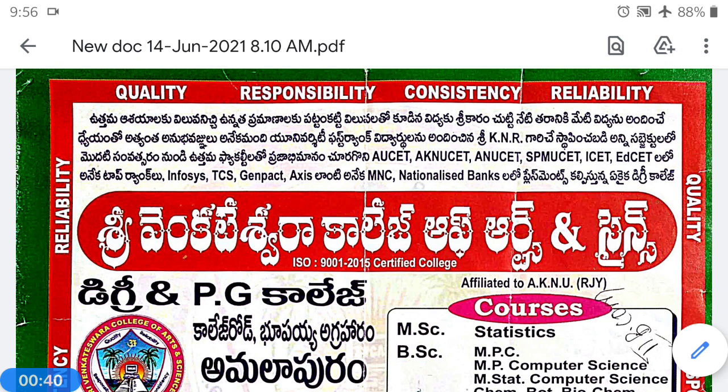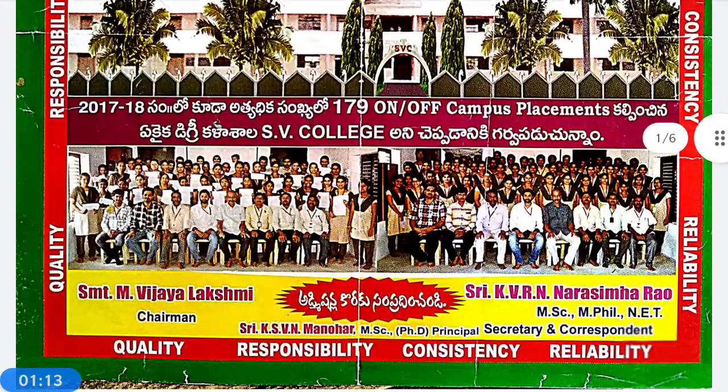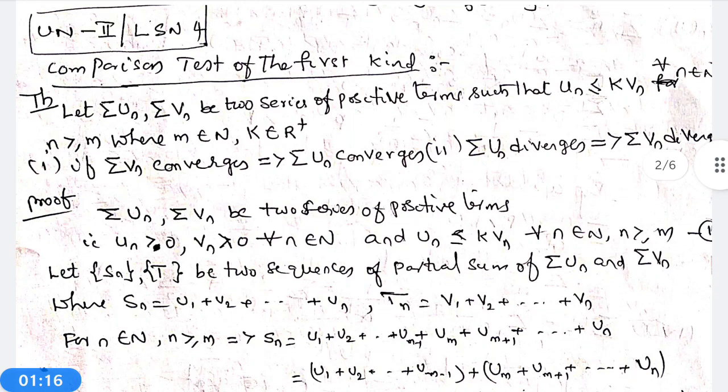We have already completed 3 lessons on this unit. The 3 lessons consisted of definitions, operations, properties, convergence, divergence, oscillation, theorems, geometric series, auxiliary series, and their problems also. Today, I will explain some important theorems. The first one is the comparison test of first kind.